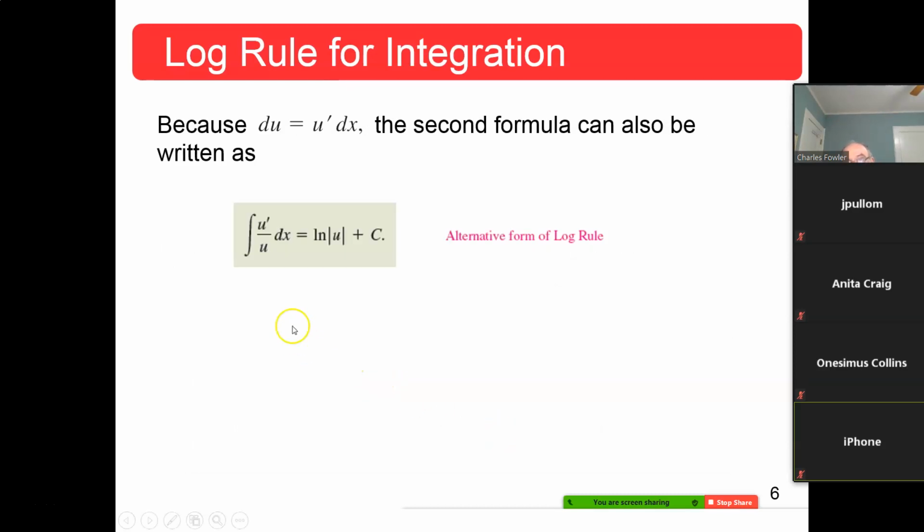Now, they say here because du is u prime dx, the second formula can also be written this way. The integral of u prime over u dx is log absolute value of u. That I'll buy, because you see, the u prime dx was your du. This makes more sense. The other is correct, for sure, but it didn't matter what the variable was. This one, now you're using the fact that u is a function of x, and that gives you the log of absolute value of u.